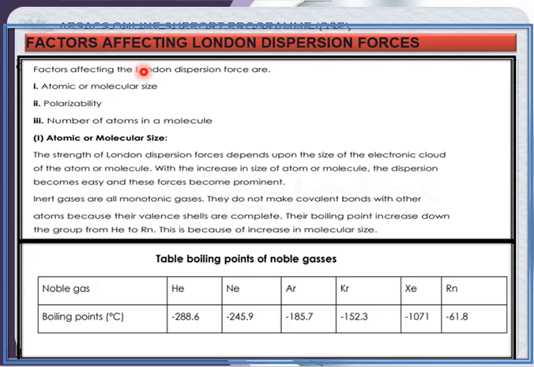Inert gases are all the monatomic gases. They do not make covalent bonds with other atoms because their valence shells are complete. They are zero group elements. Their boiling point increases down the group from helium to radon. This is because of increase in molecular size.